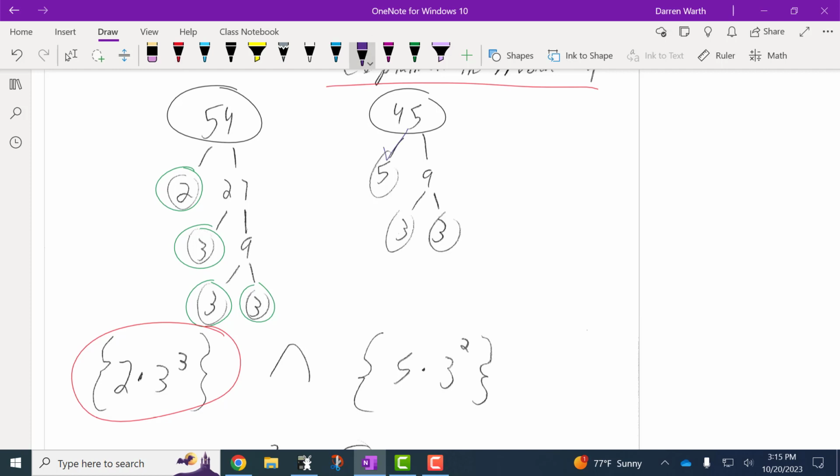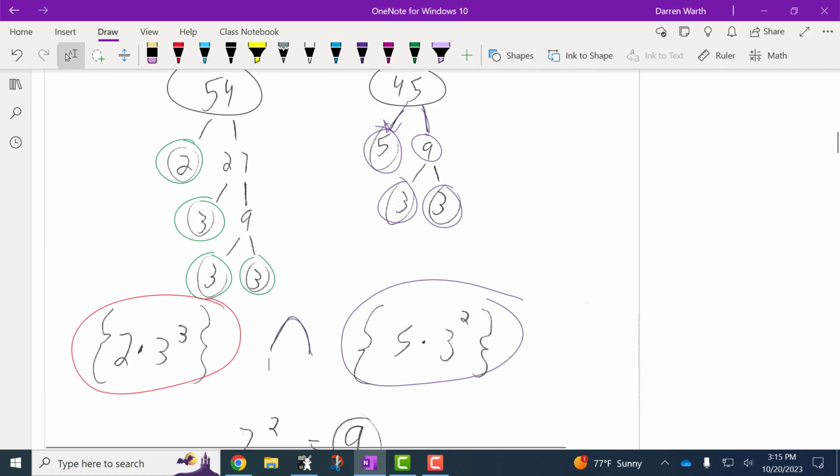So 45 breaks down to 5 times 9. And then I break down that 9 further to 3 times 3. So those numbers on the outside are your prime factorization. So that brings up the set 5 times 3 squared. So now I just got to find the intersection. And remember, this little symbol right here means intersection. So I got to find the intersection between those 2 sets.